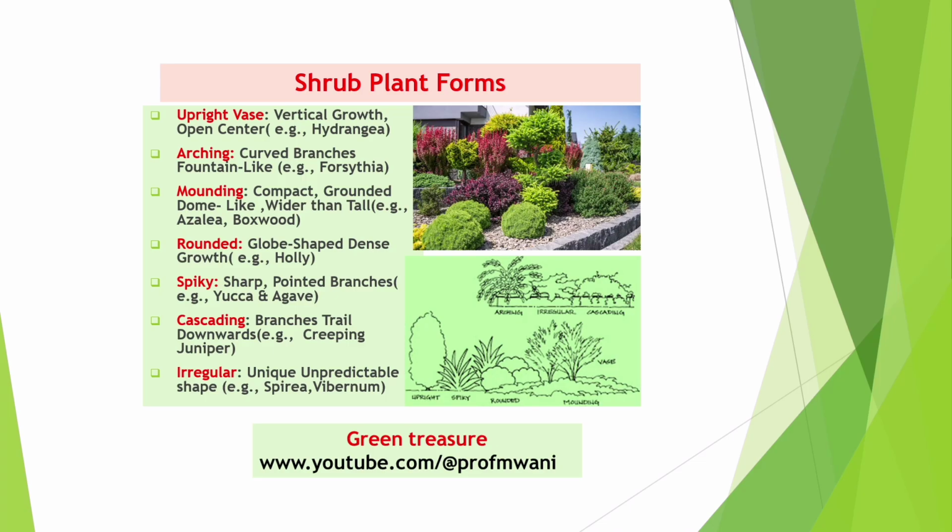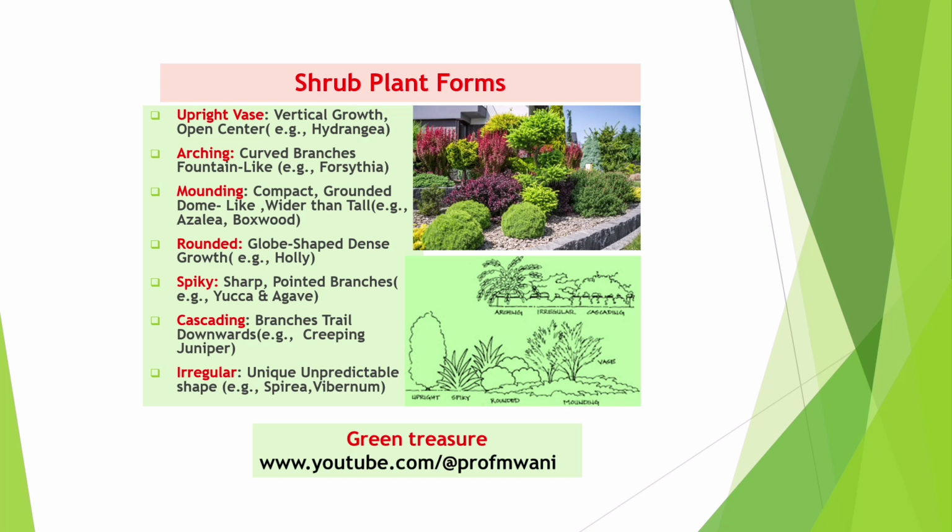Then there will be arching. Arching will have different types of branching which are drooping, curved branches, fountain-like, as we have forsythia. There are mounding forms. They will be compact, grounded, dome-like. They are wider than tall. So this form has a broader base and it will be wider than taller. Examples can be azalea or boxwood.